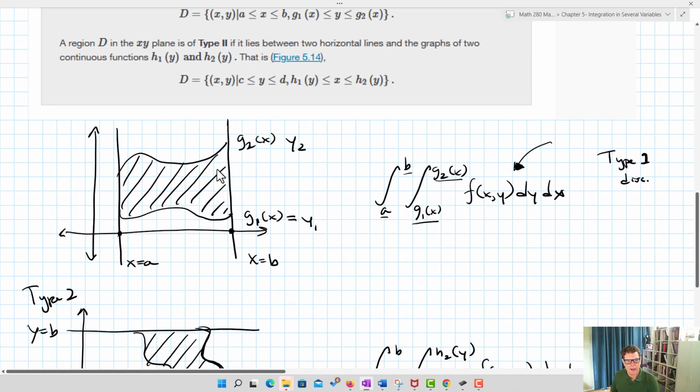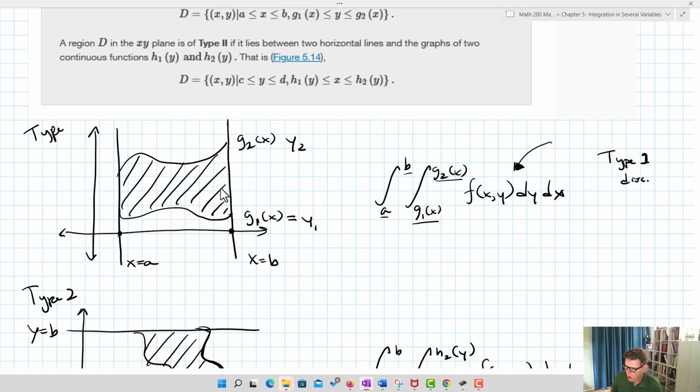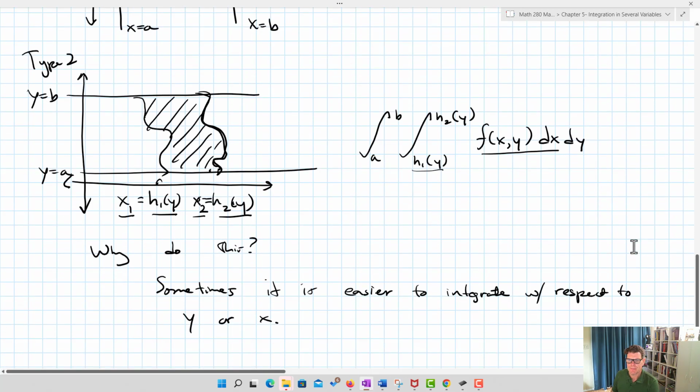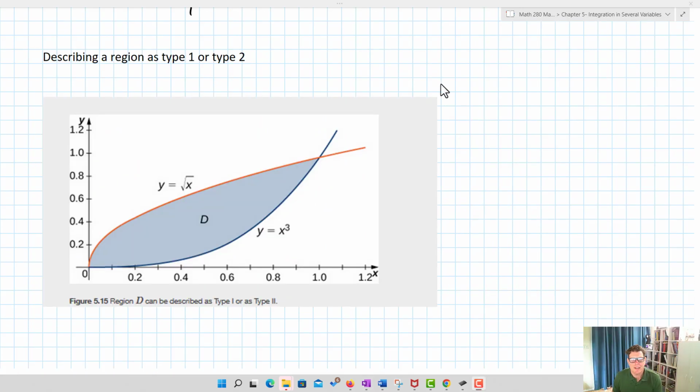On the one hand, we can use a type 1, where we've got our y's in terms of a function of x, and our bounds are on the x-axis. Or we have a type 2, in which we have our functions in terms of y and our bounds are on the y-axis. So there we go. That sets us up with these type 1, type 2 regions. So let's take a look at doing this.